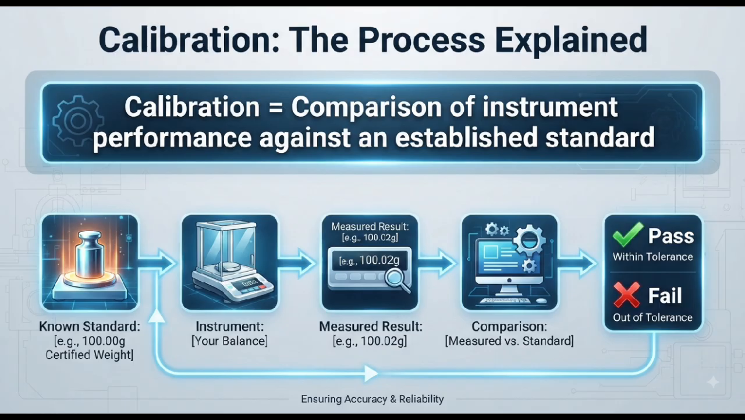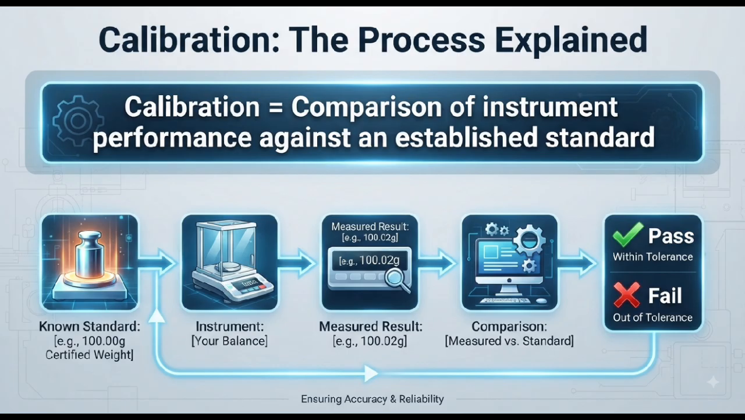What is HPLC calibration? So what exactly is HPLC calibration? Calibration is the documented comparison of an instrument's measured performance against an established standard or reference value using a defined procedure and predefined acceptance criteria. In simple words, calibration tells us whether the instrument is giving the correct and reliable response.